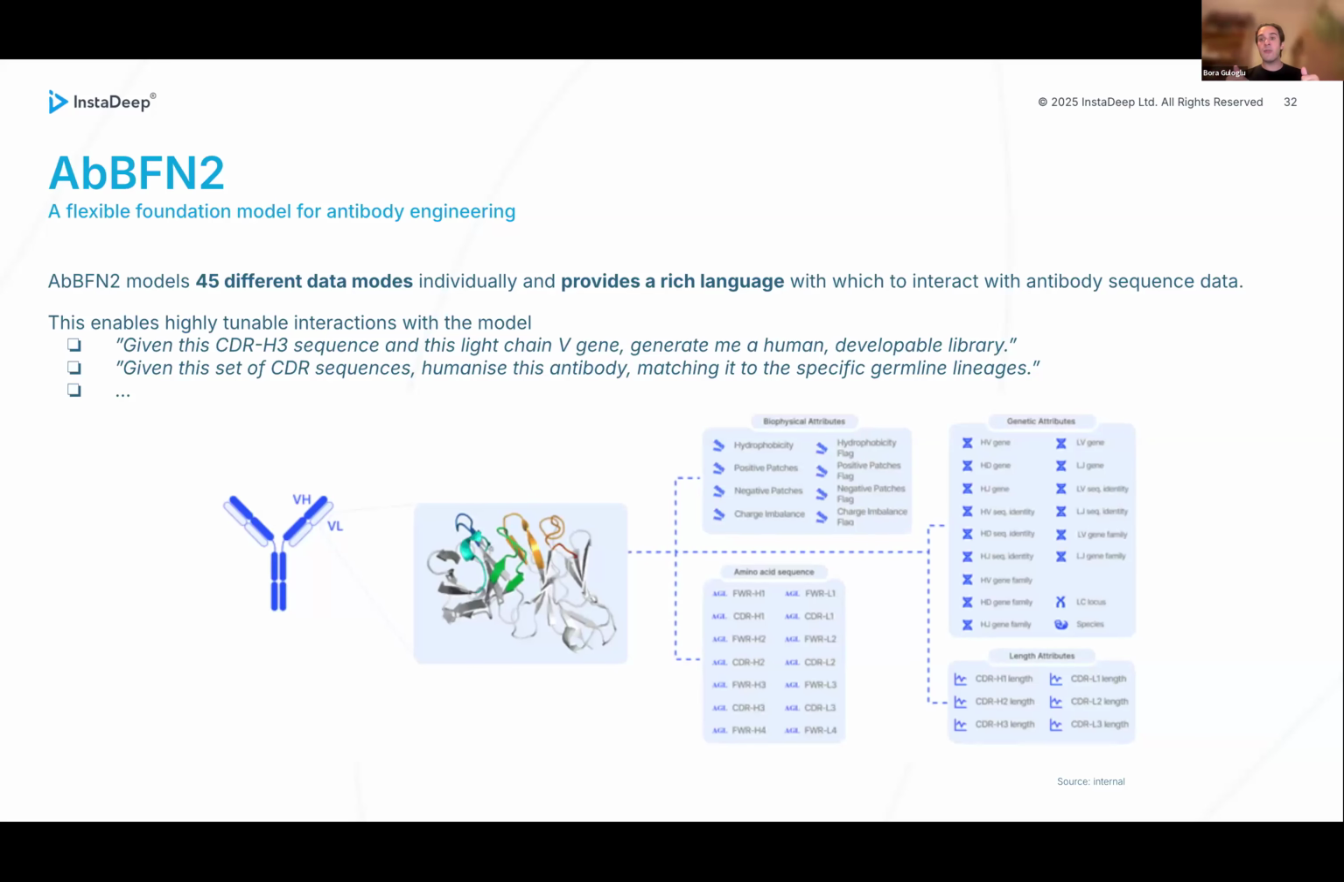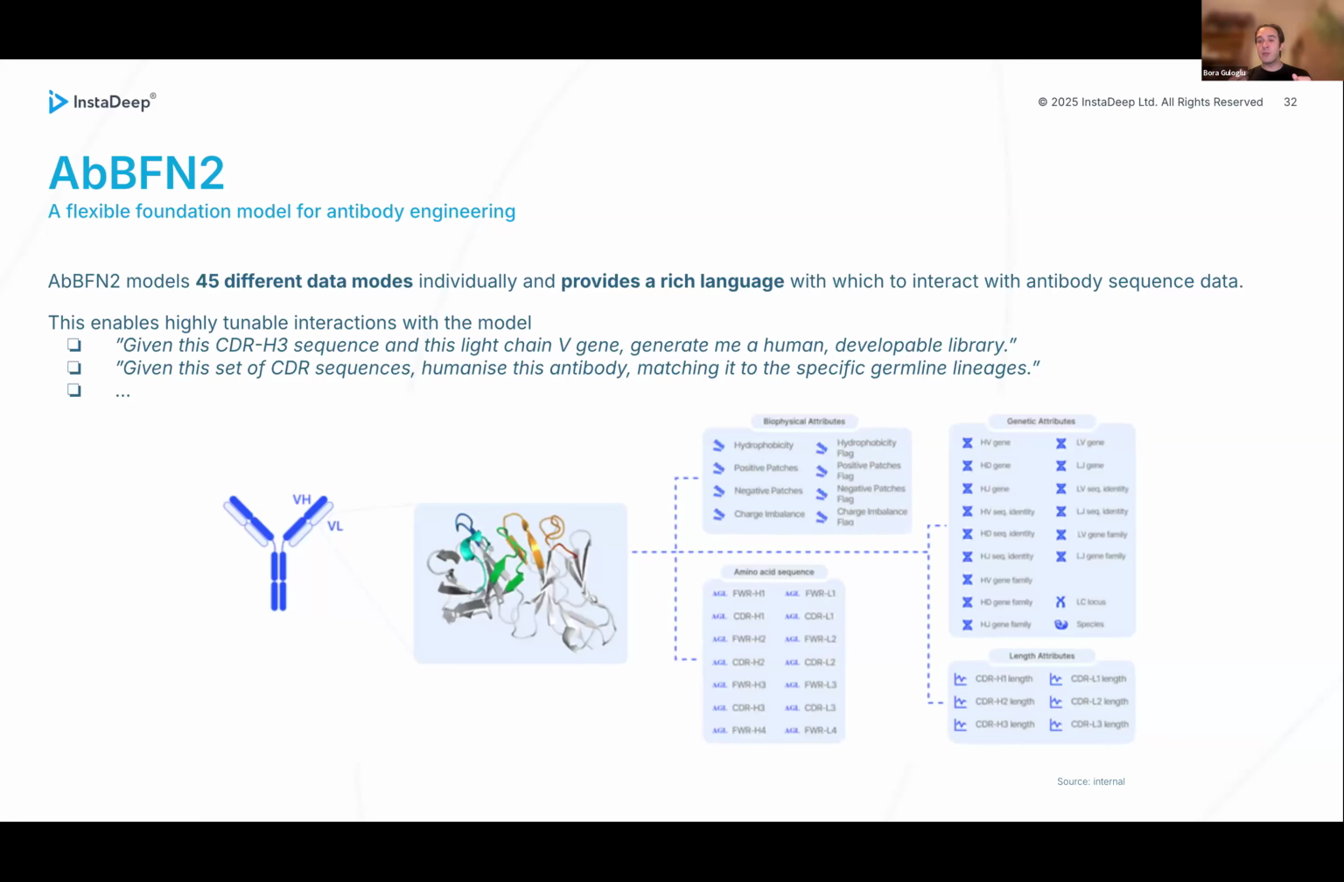Beyond that, we also look at biophysical attributes that are therapeutically relevant. So hydrophobicity, positive and negative charged patches, and then charge imbalance across the heavy and the light chain. The heavy chain is the left region, so green, blue CDRs, and then the darker framework regions. And then the light chain is the region on the right, so the ochre tones and the lighter gray.